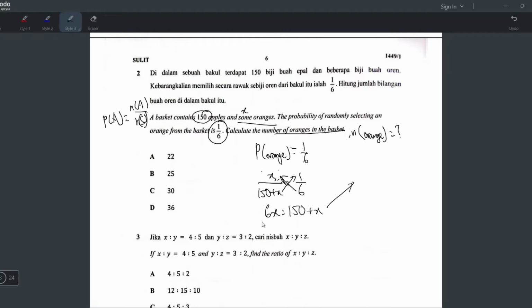Now you want to find X. You're trying to find X, so X must be on its own. So add X, moving it over becomes minus. 6 minus 1 gives 5X. Then to find X, 150 multiplied by 5 moves over and becomes divided by 5. So you get 30 here. So C is the answer.